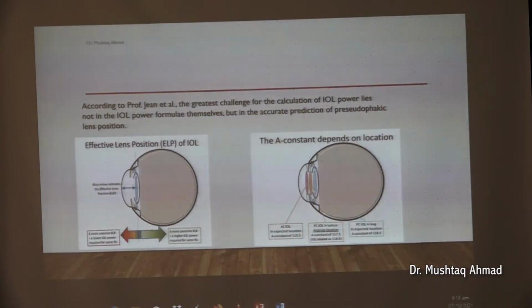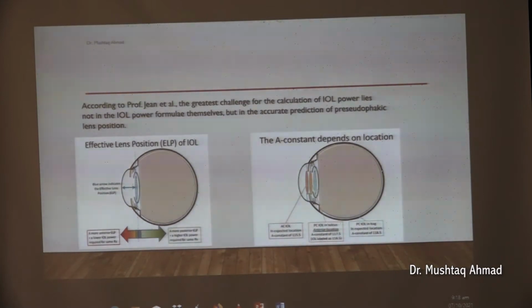According to Professor Jeans, the greatest challenge for the calculation of IOL power is not in the IOL power formulas themselves, but in the accurate prediction of the pseudophakic lens position. So lens position in the eye is a very, very important thing. For example, during surgery, if you rupture your capsule, then probably you will not be able to implant the lens in the bag.